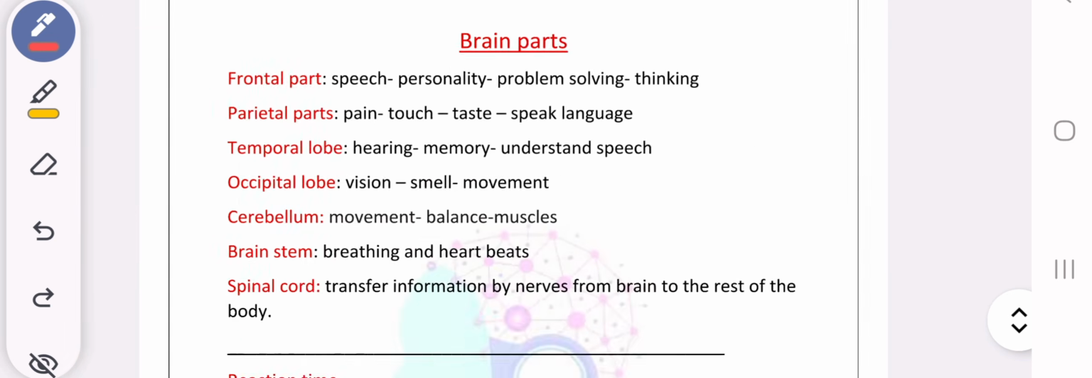Okay? So, I don't understand the parts of the brain. So, let's draw it. The frontal part is called the frontal part because it's in the front. And we are going to make it as a play.